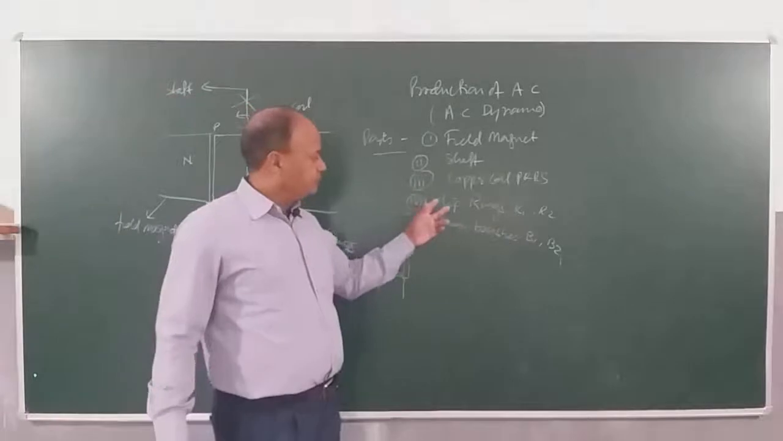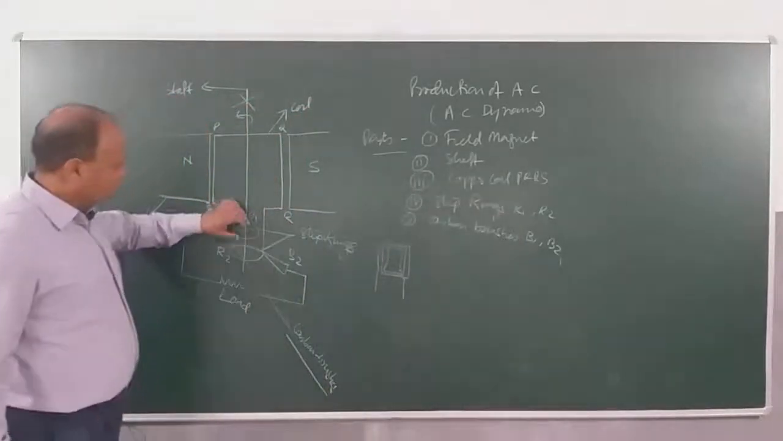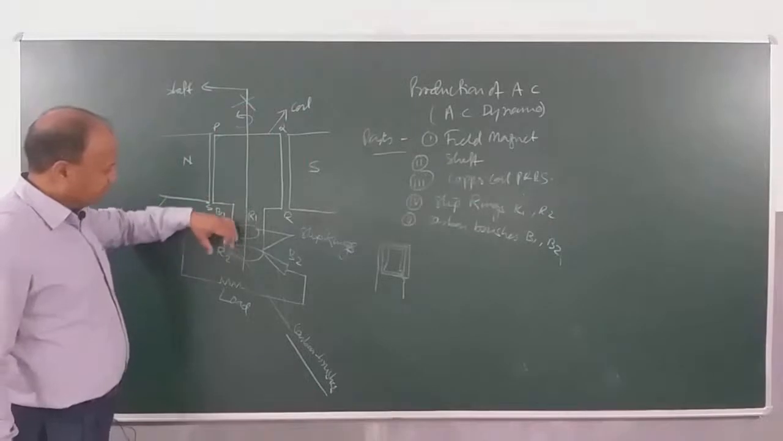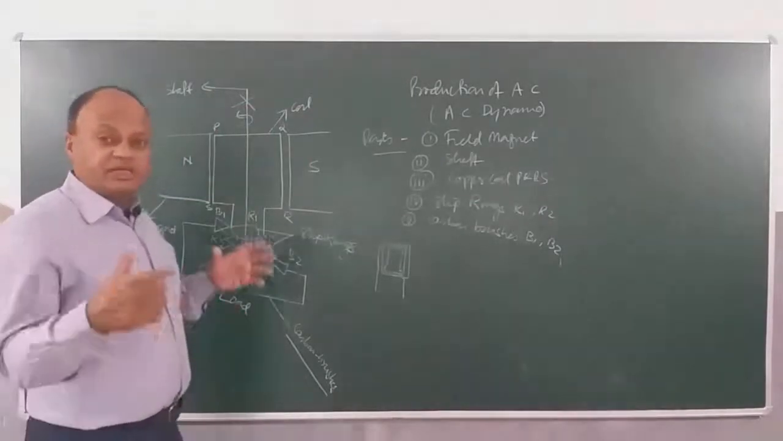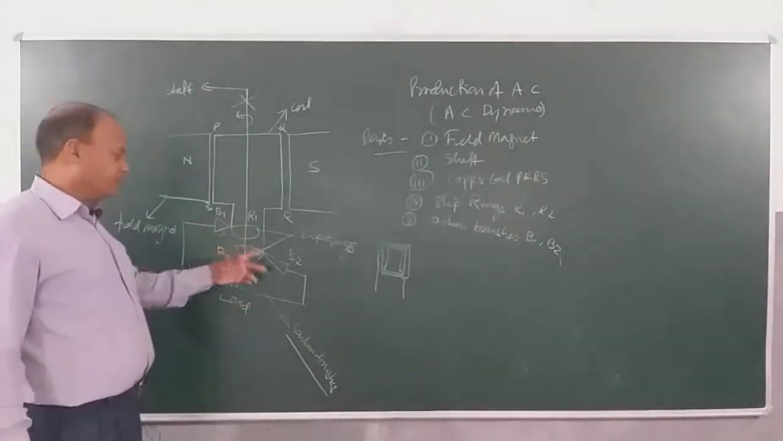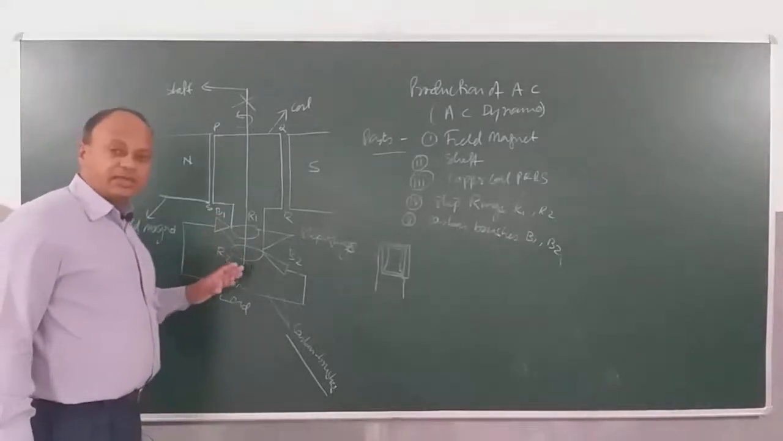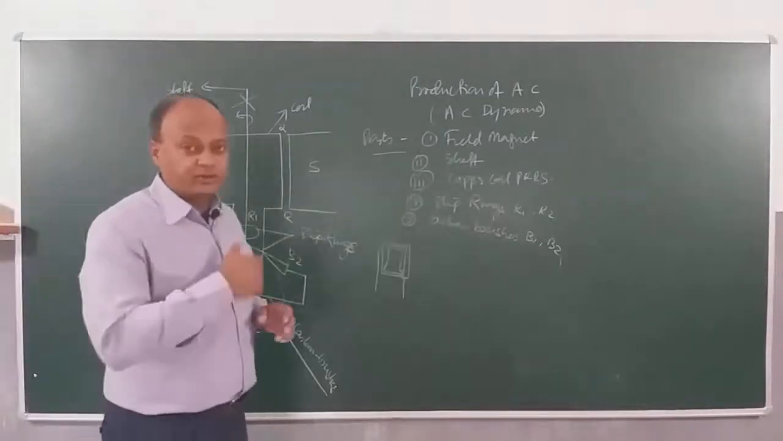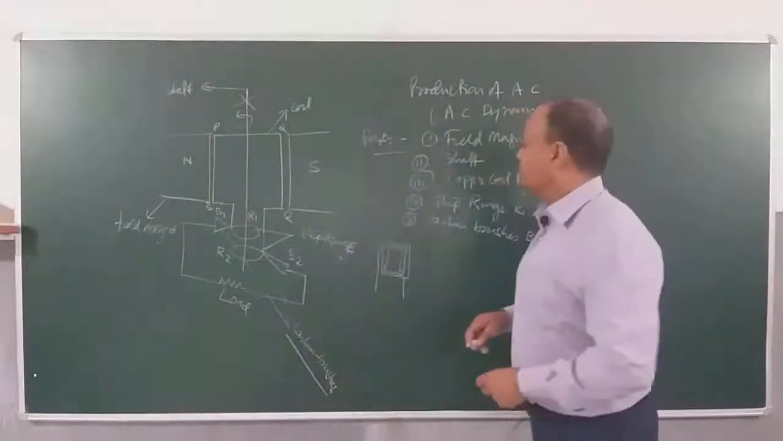Then we have slip rings R1 and R2. These two slip rings are fitted on the shaft, and at the same time they are insulated from the shaft for preventing eddy currents. And then there are two carbon brushes B1 and B2 which are in contact with the rings, and they act as commutator for conducting current to the external circuit. So how exactly does it work? Let's see working.